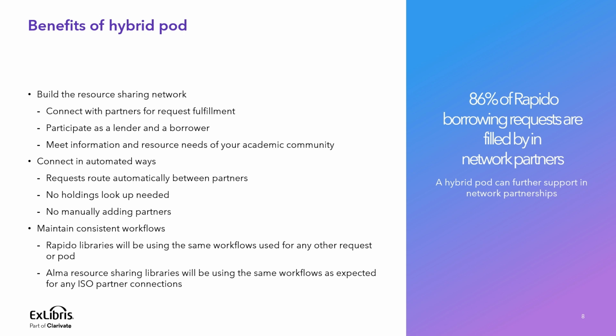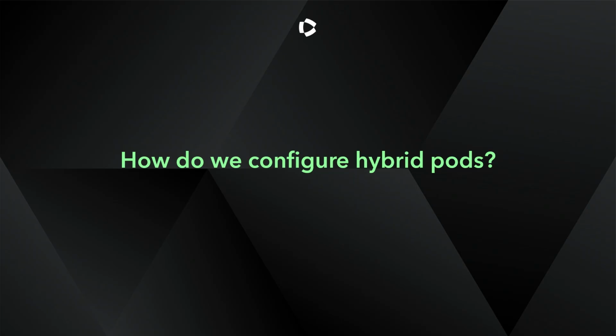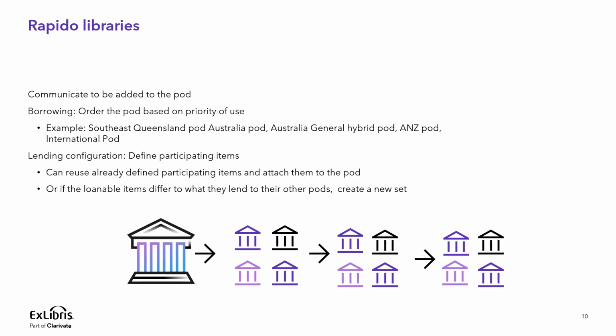So after introducing hybrid pods, I think the next question is, how do we configure these pods? What's next? How do we get this set up? And the answer depends on if you're coming from a library who's using Rapido or a library who's using ALMA resource sharing. So for those libraries who are joining the pod via Rapido, there are 3 pieces that are very familiar to you from joining past pods. As of note, you can join as many pods as needed to support your connections amongst your partners.